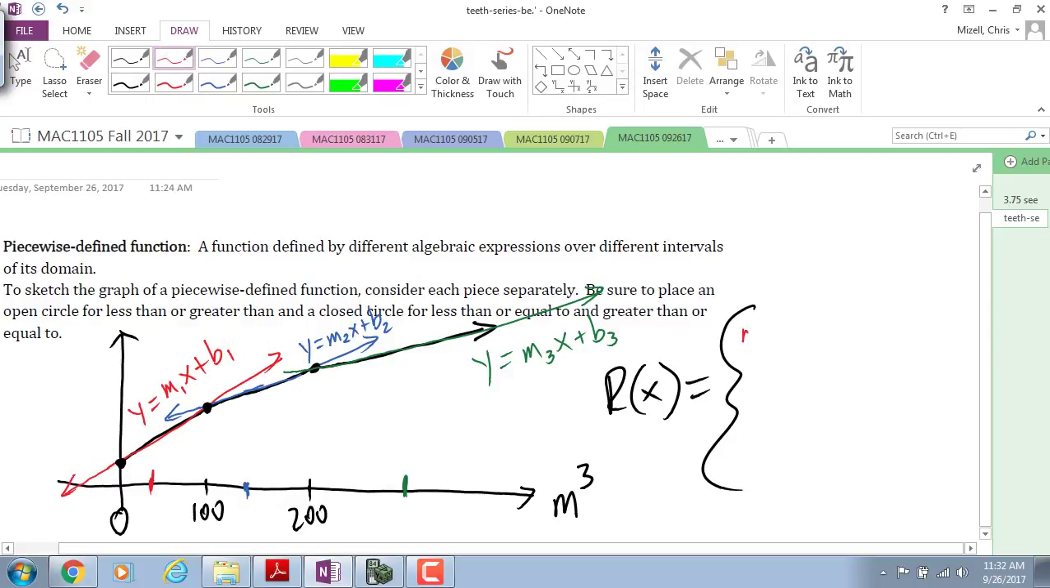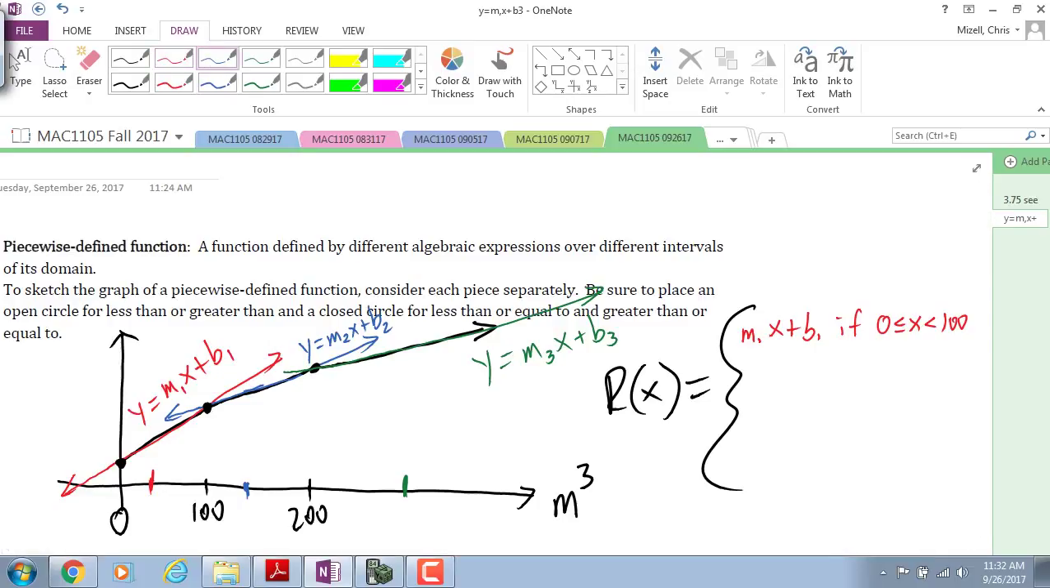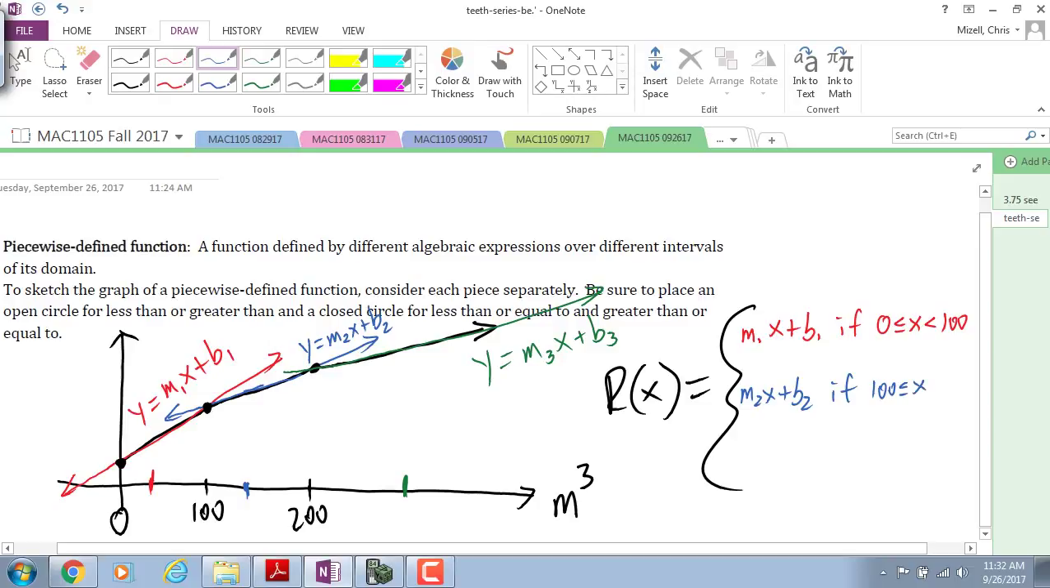Well, it might be m sub 1 x plus b sub 1, that is, if 0 is less than or equal to x and x is less than 100, or it might be m sub 2x plus b sub 2 if 100 is less than or equal to x and x is less than 200, or it might be m sub 3x plus b sub 3 if 200 is less than or equal to x.